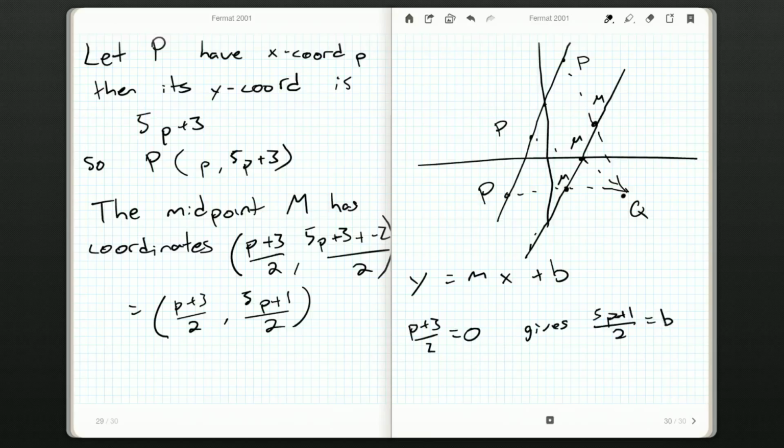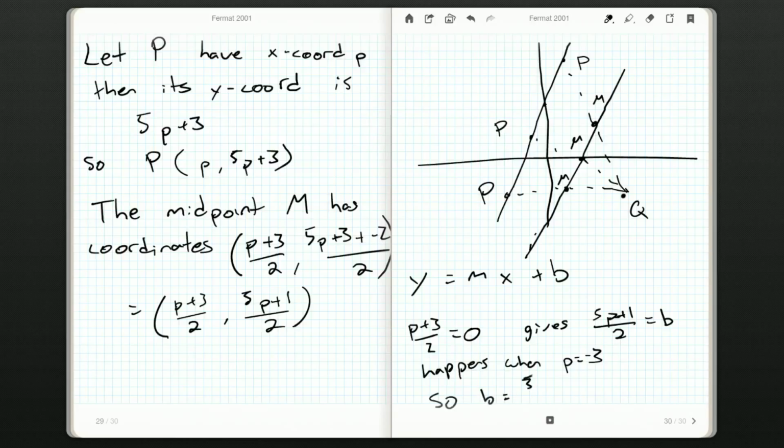That's going to give us what the y-intercept is, and that occurs when p is equal to -3. We could rearrange this equation. You'll get p plus 3 equals 0 by multiplying both sides by 2, and then you bring the 3 onto the other side. P equals -3.